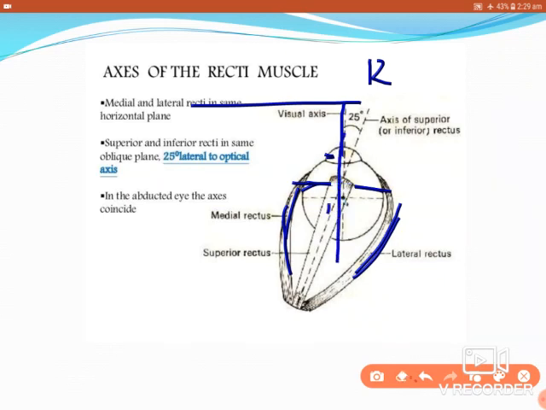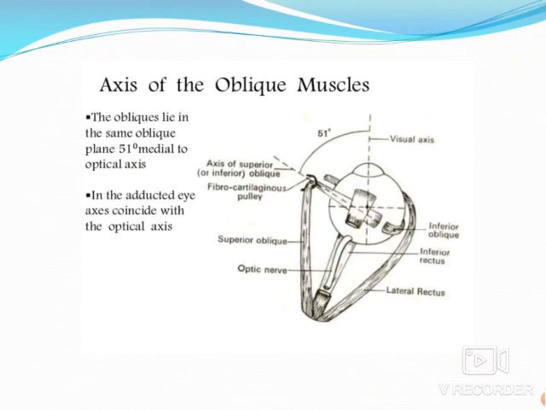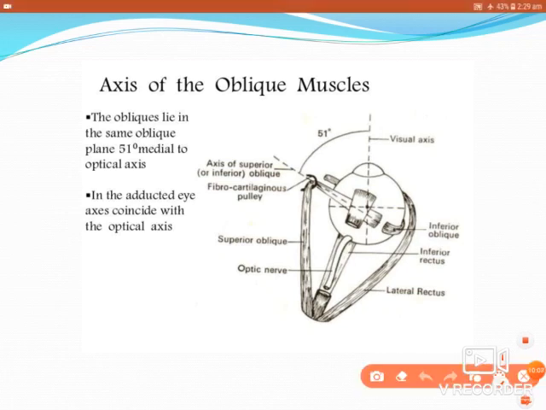So this is the superior rectus, and below it, inferiorly, you will get the inferior rectus. The superior rectus and inferior rectus lie in the same oblique plane, which makes an angle of 25 degrees with this visual axis or optical axis. Then here in this figure, this one is also the right eyeball.